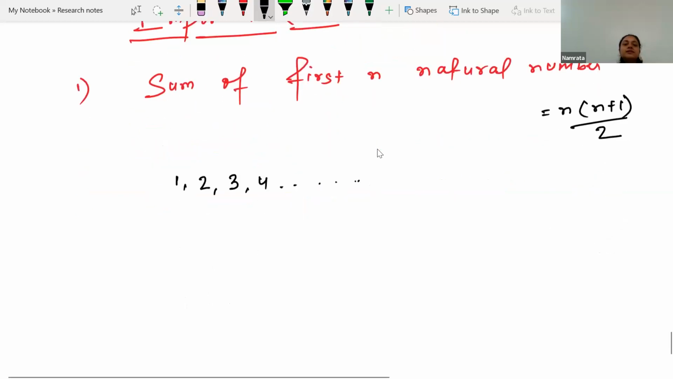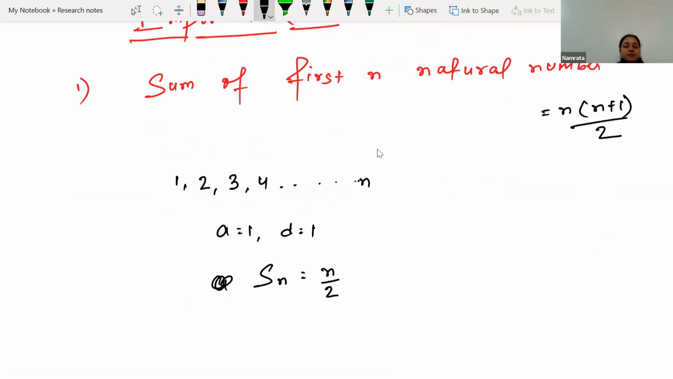Yes, ma'am. This is in AP. Can you see? Where the first term is 1 and the common difference is 1. So for the sum of n natural numbers, what is the formula? Like the sum of n terms of AP, what is the formula? N by 2 in bracket. Can you tell me?